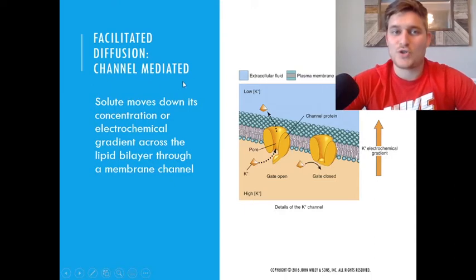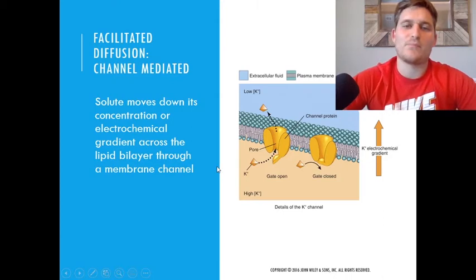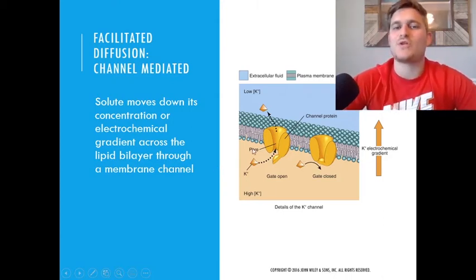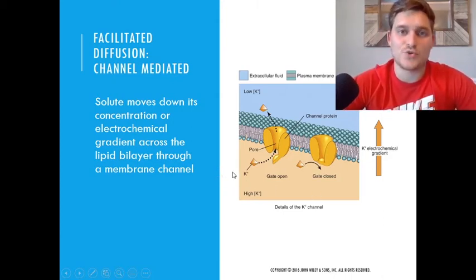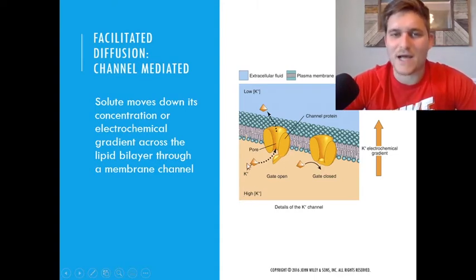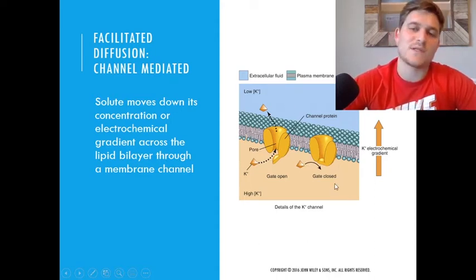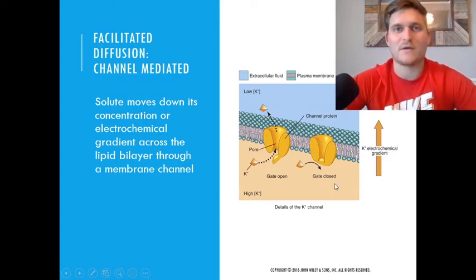And so channel-mediated diffusion is going to be when a solute moves downhill on its concentration or electrochemical gradient across the lipid bilayer through the use of a membrane channel. And typically these channels can open and close based on charges. So if it's in the open state, this ion is going to be able to move down the electrochemical gradient. But sometimes this channel is also closed, and that's going to then prohibit these ions from moving.